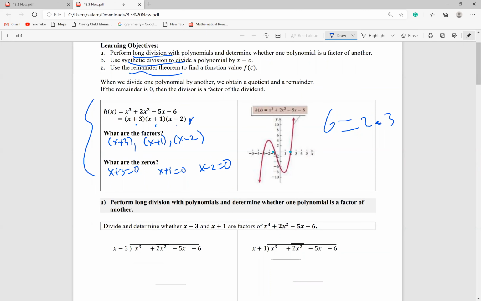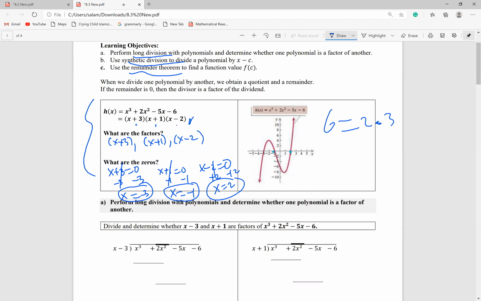And from here, we can get x by itself by subtracting 3 from both sides. So we have x to be equal to negative 3. We can subtract 1 from both sides. We have x to be equal to negative 1. We can add 2 to both sides. We have x to be equal to 2, okay? So these are the zeros, okay?